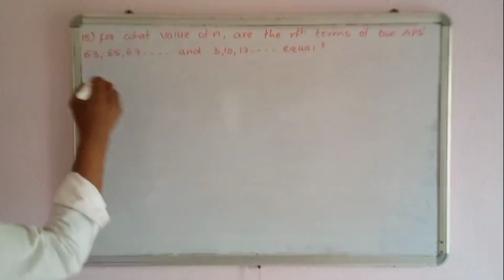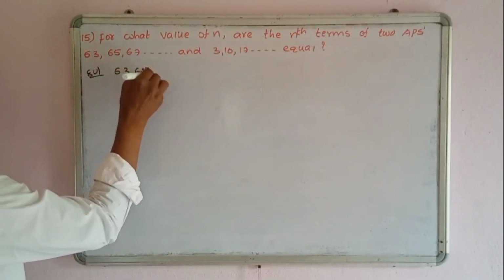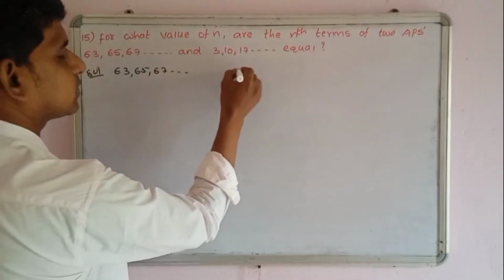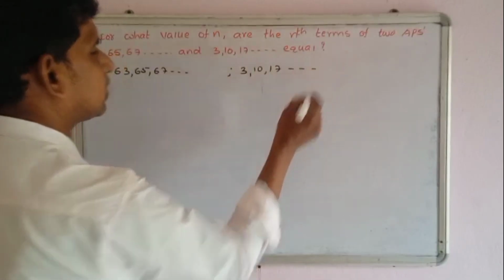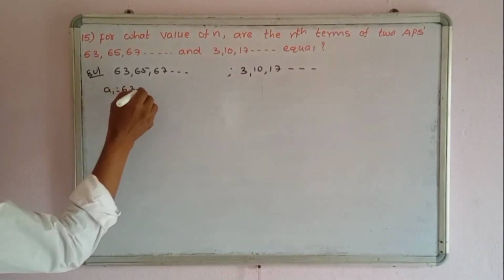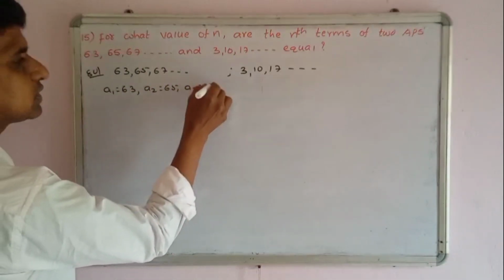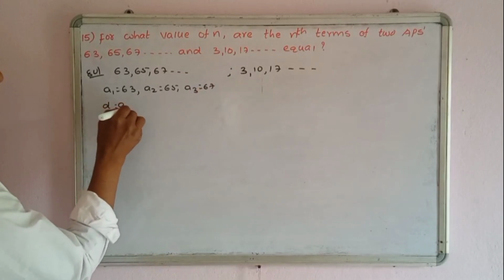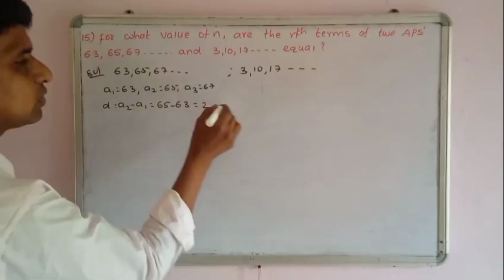So first, write the series. 63, 65, 67 and so on. Second one, 3, 10, 17 and so on. Okay. So first one is say a1 equal to 63, a2 equals 65, a3 equals 67. Find the common difference. d equals a2 minus a1, that is 65 minus 63, 2.